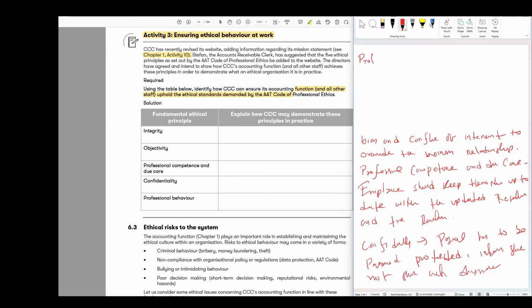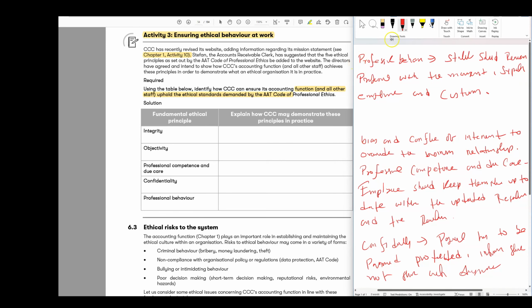Professional behavior. The staff should remain professional with the management, supplier, employees, and customers. And that's it.